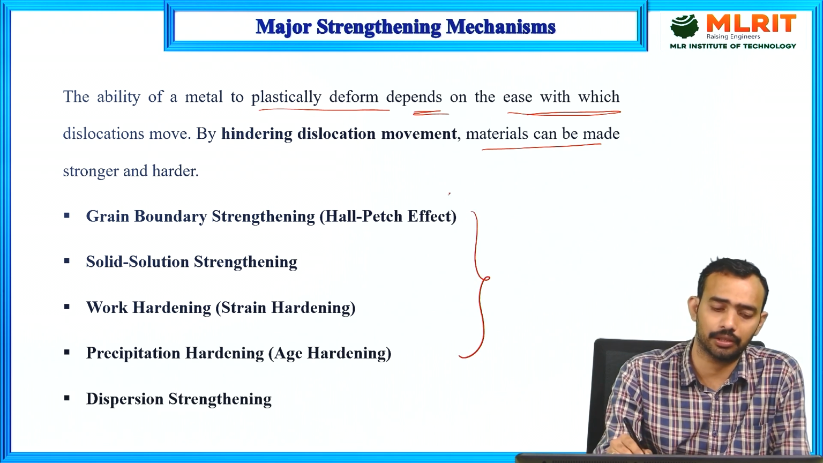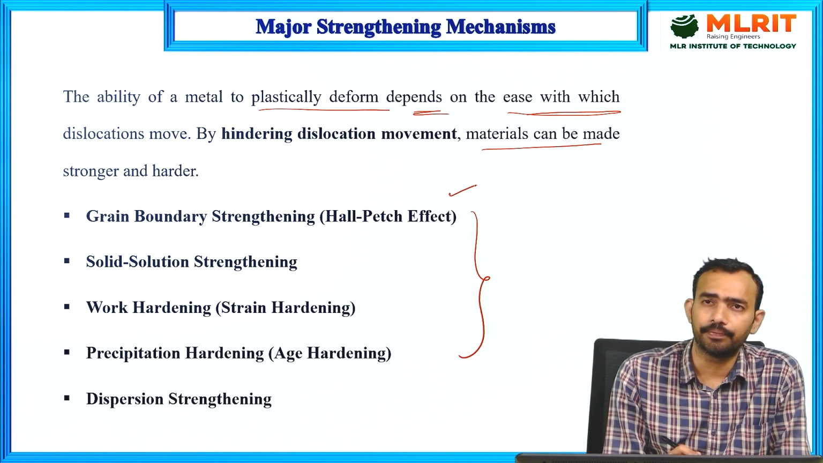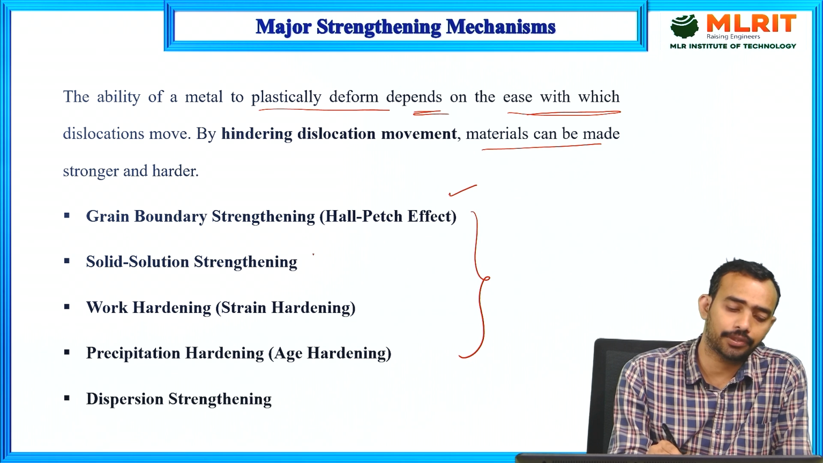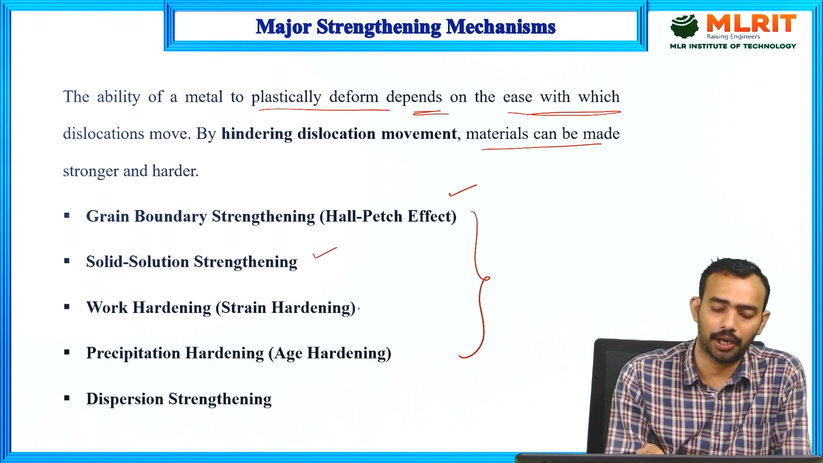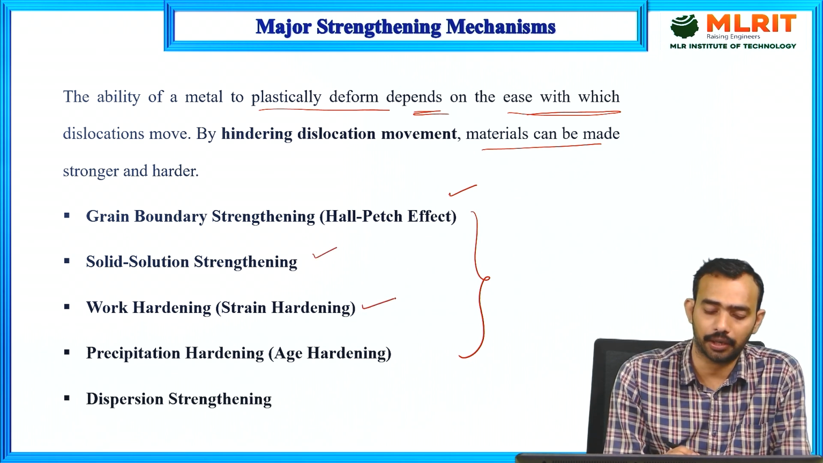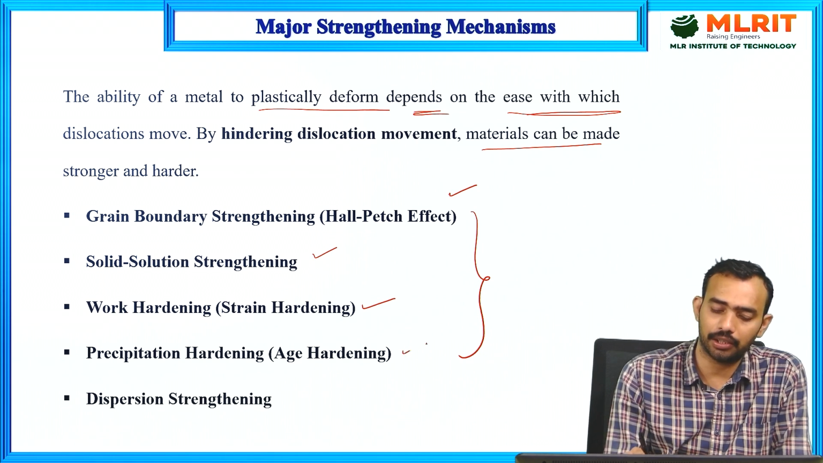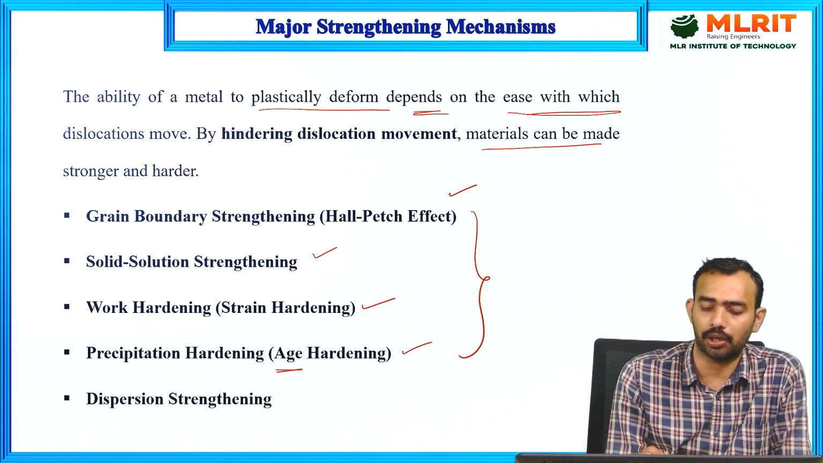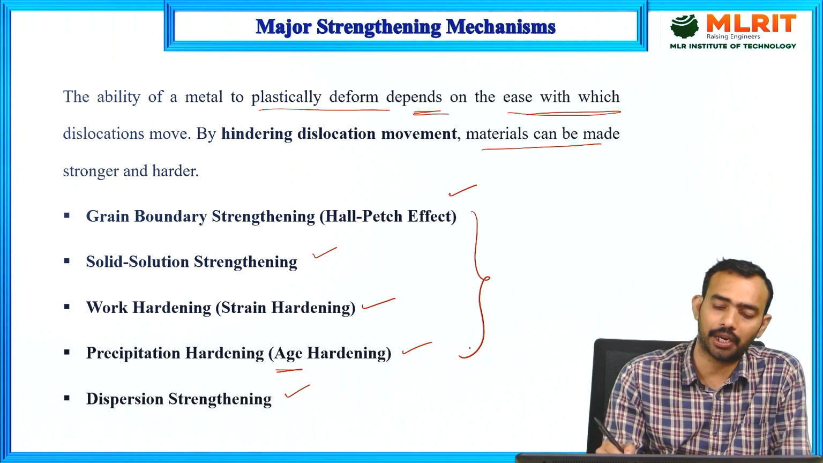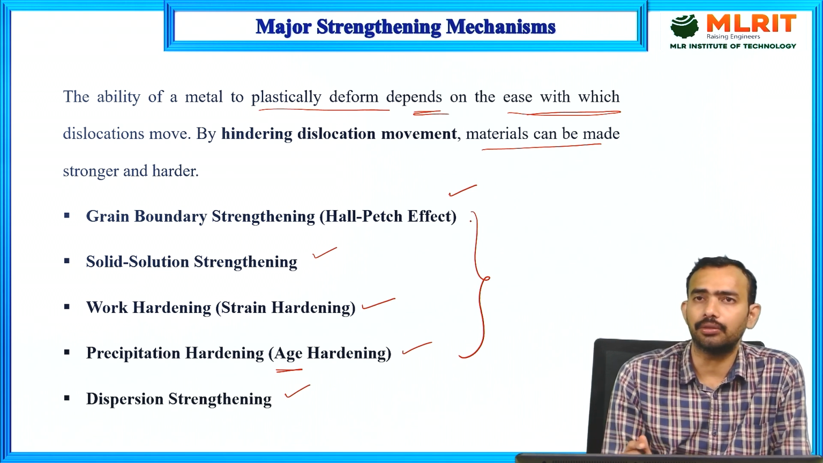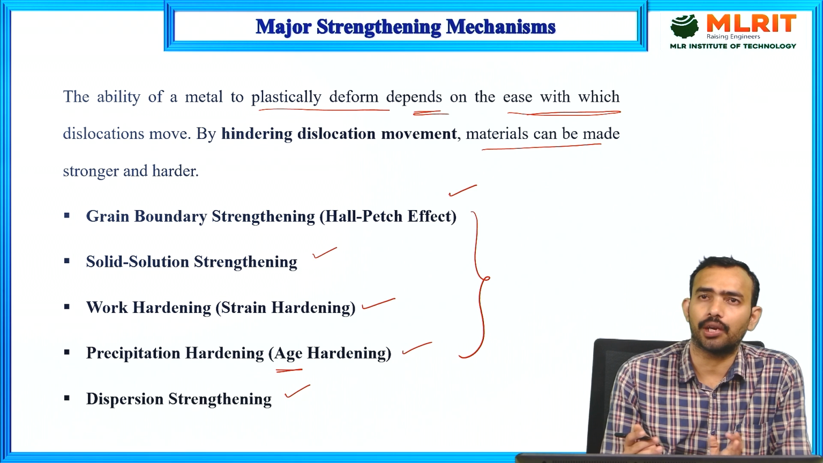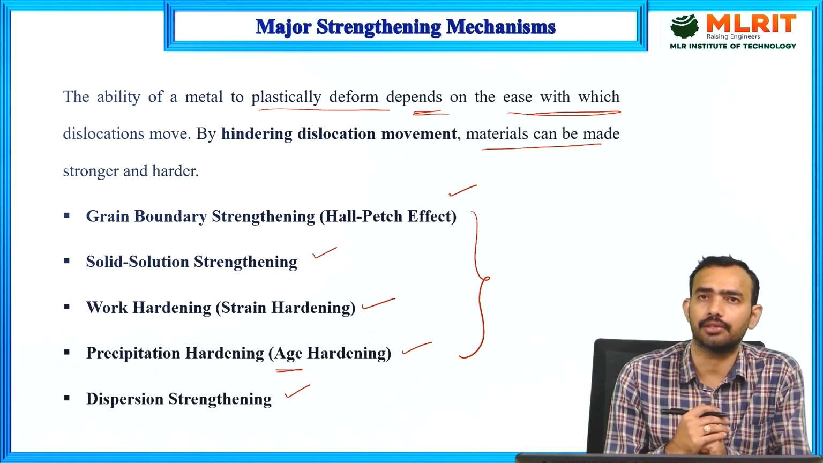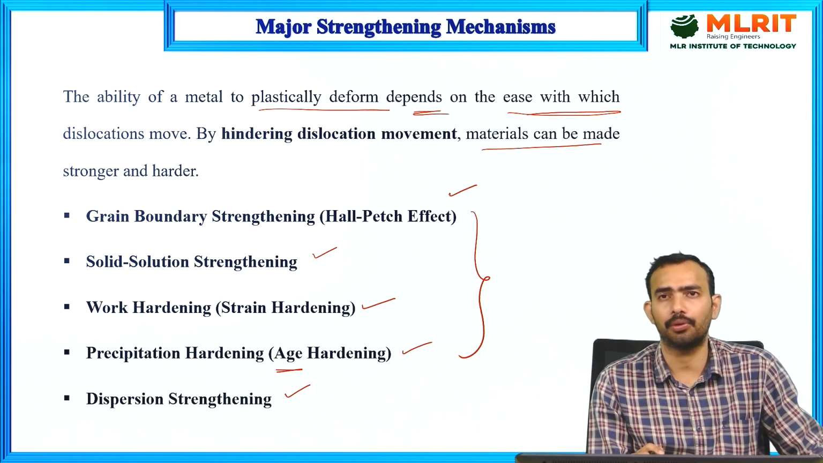First one is grain boundary strengthening, also called the Hall-Petch effect. Then we have the solid solution strengthening method. Then we have work hardening, also called the strain hardening technique. Then precipitation hardening, where precipitates are formed in the material through an aging heat treatment process; it's also called age hardening. And finally, we have the dispersion strengthening strategy. These are the mechanisms through which we will try to arrest the movement of dislocations, so that plastic deformation can be arrested significantly. Indirectly, you are improving the property of the material.